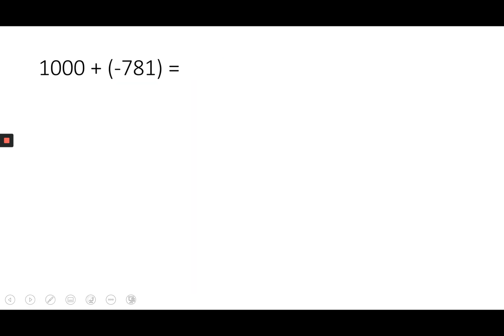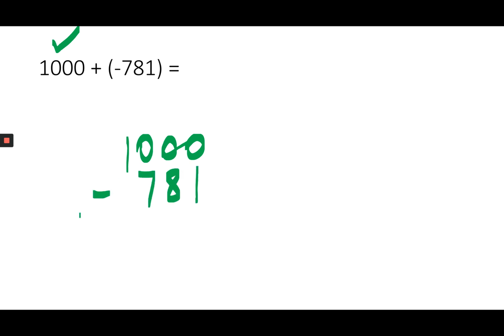In this case, positives are determining the sign of the sum because the absolute value of 1000 is greater than the absolute value of negative 781. So it's going to be positive, definitely. Let's look at the difference. 1000 minus 781. I need to regroup this, I guess, right? It's a little bit tricky, guys.